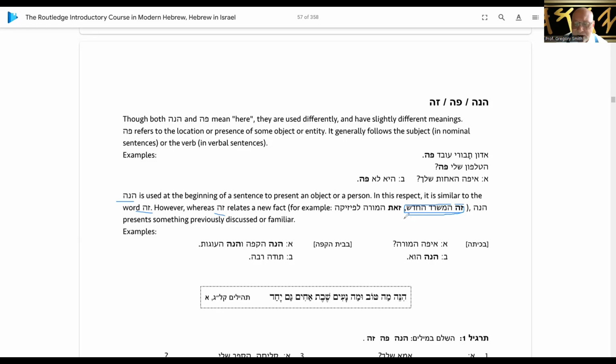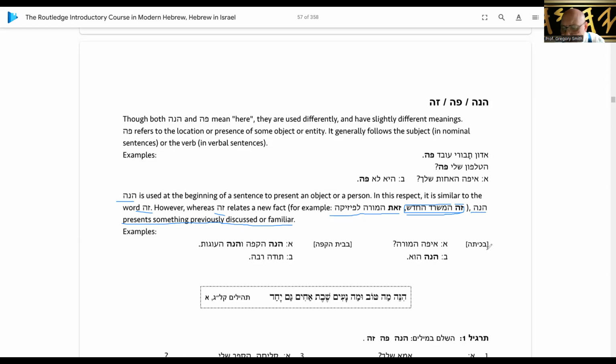And then this one right here, Zot Hamora LaFizika. So in other words, this is the physics teacher. זאת המורה לפיזיקה. Okay, so that relates to a new fact. Hine presents something previously discussed or familiar. Okay, interesting. Presents something previously discussed or familiar.